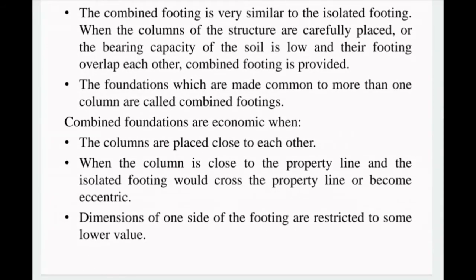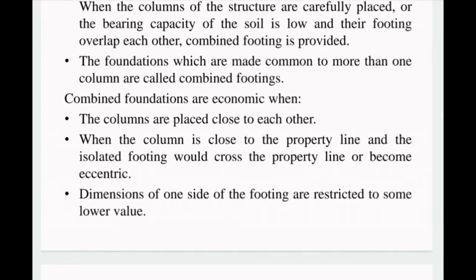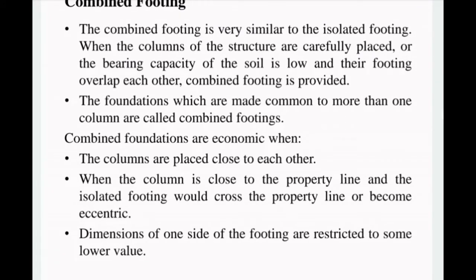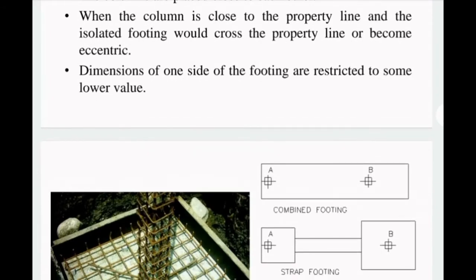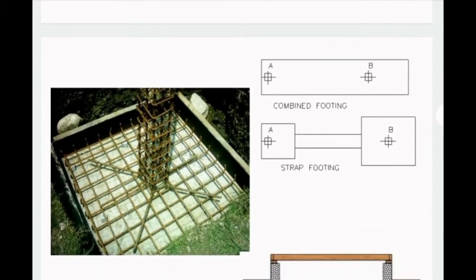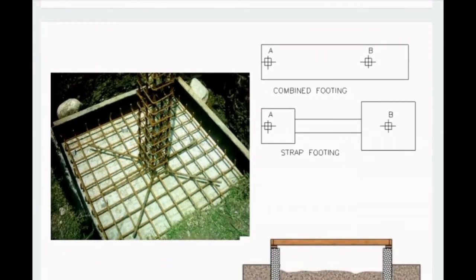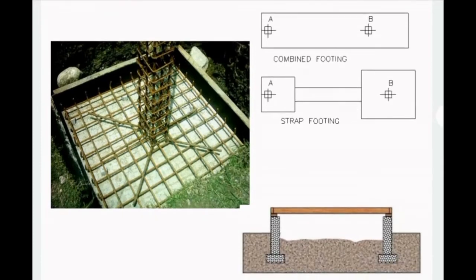And we can say the combined footing is economical when the columns are placed close to each other, and the column is close to the property line and the isolated footing would cross the property line or become eccentric, and the dimension of one of the sides of the footing is restricted to some lower value. And this is a representation of combined footing. And the second image represents the strap footing.